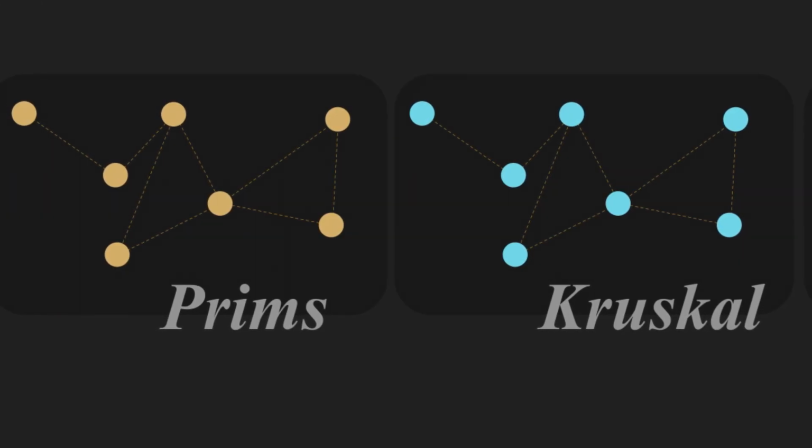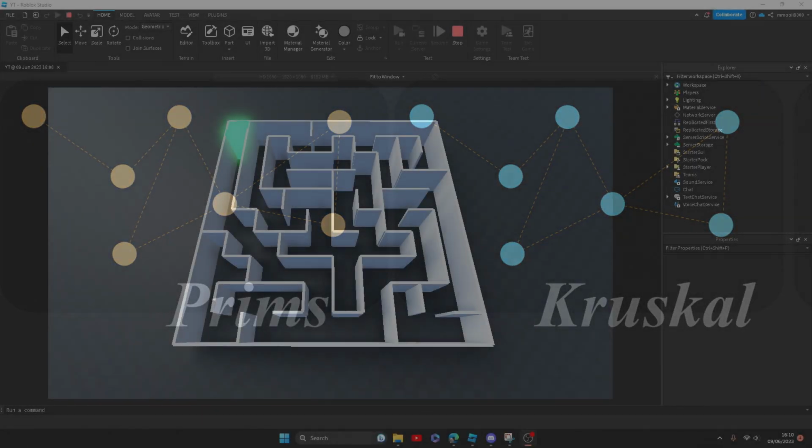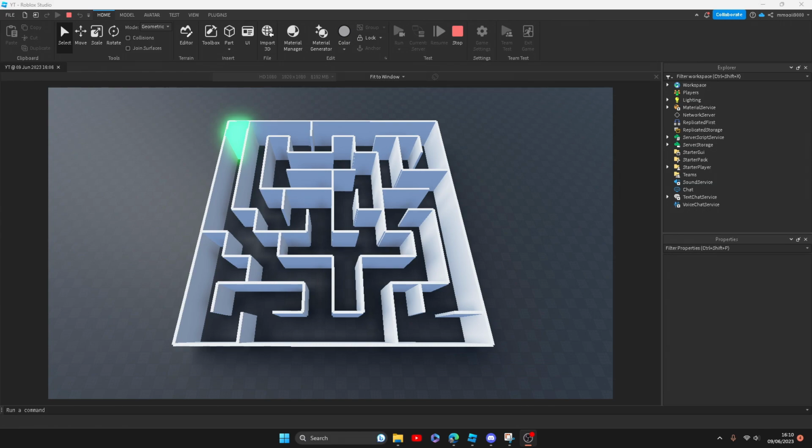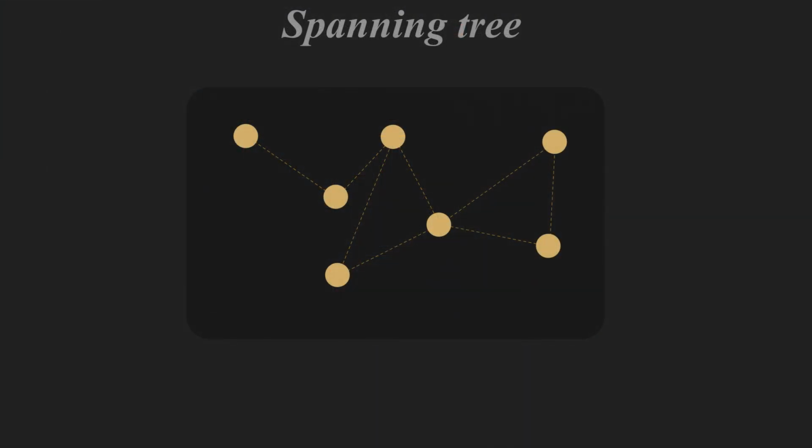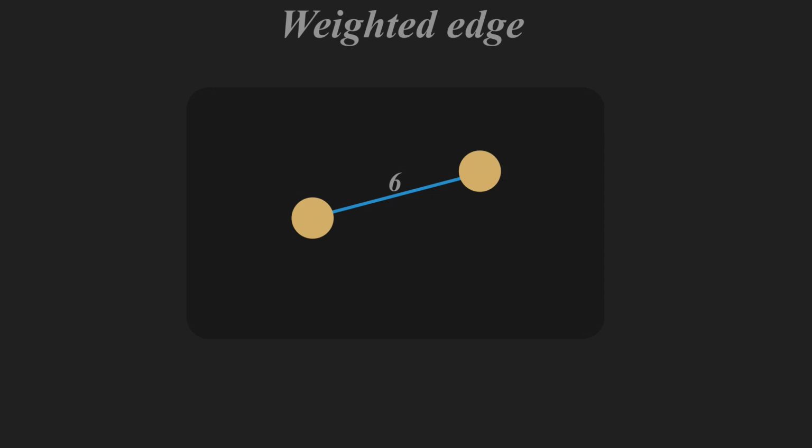Kruskal's and Prim's algorithms use the minimum spanning tree to create a maze. And a minimum spanning tree is the minimum number of edges needed to connect each node at the lowest cost. So for example, if you had this graph here, this would be the minimum spanning tree for that graph. But there's also this one that it also could be. It will all depend on the weights of the edges. And a weighted edge just means that it has a number associated with it.